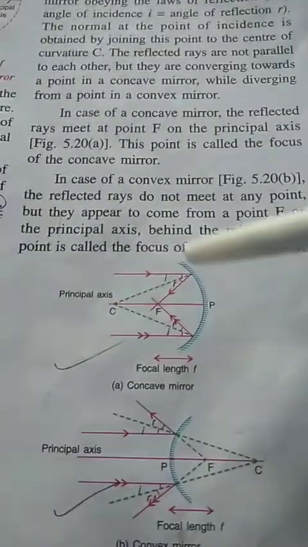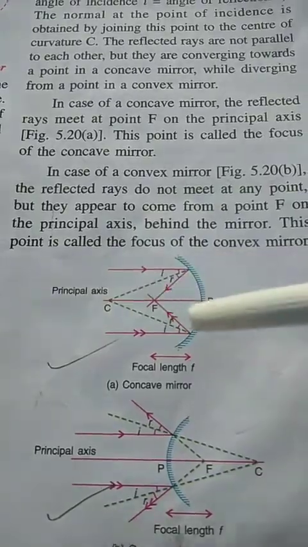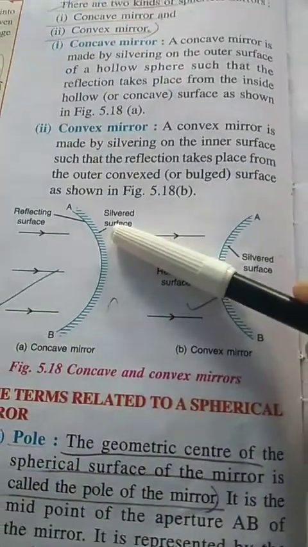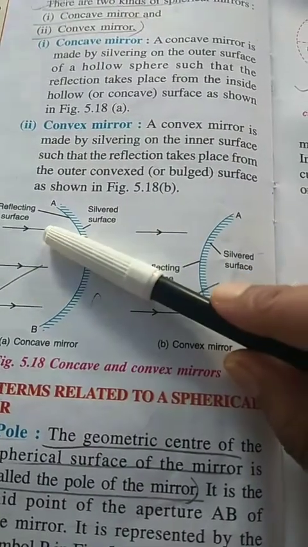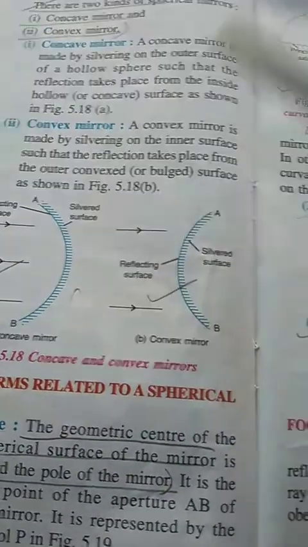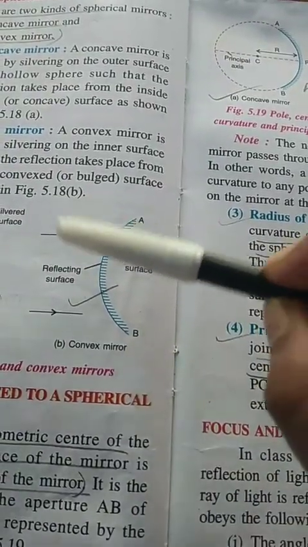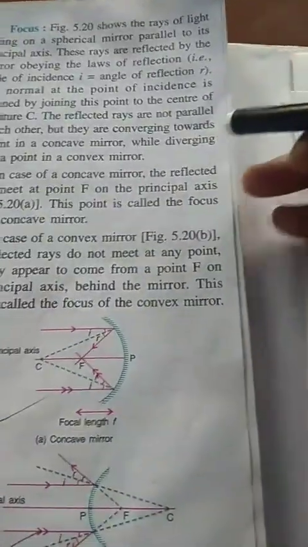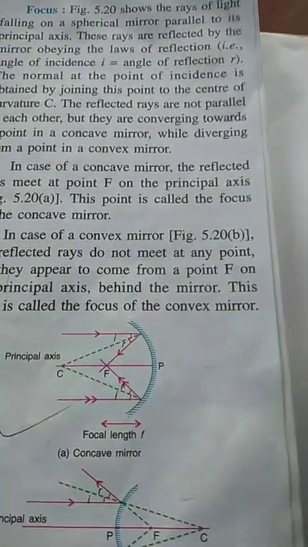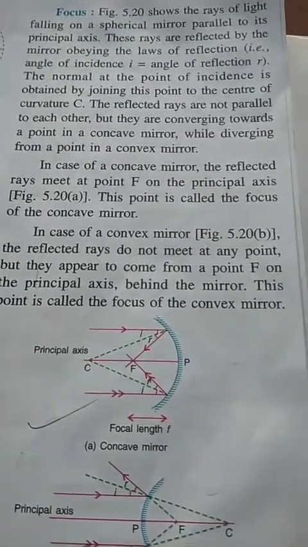Another important thing is there are two mirrors. We have already studied about the mirrors, concave and convex mirror. In a concave mirror, the silvered side is outside and the reflecting side is inside, and in a convex mirror the reflecting side is outside and the silvered side is inside. Concave mirror is called diverging mirror and convex mirror is called converging mirror. Why it is called so, we will study this.